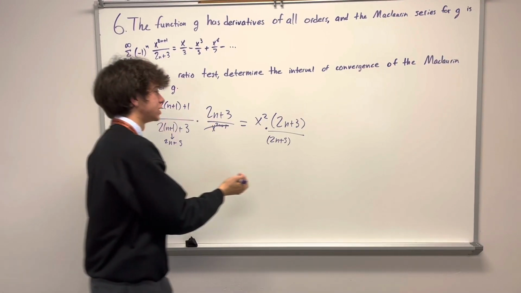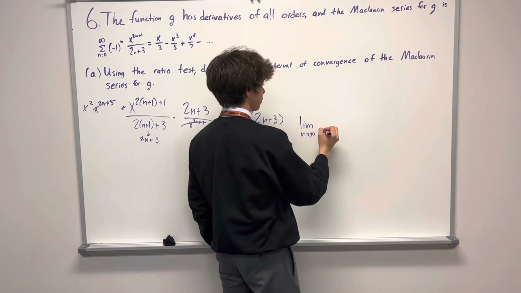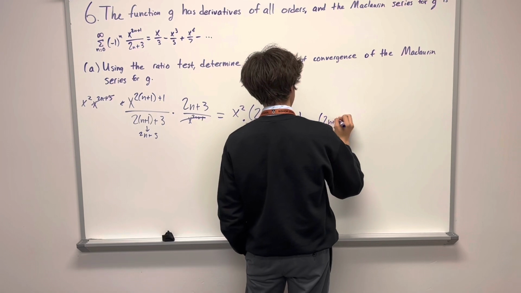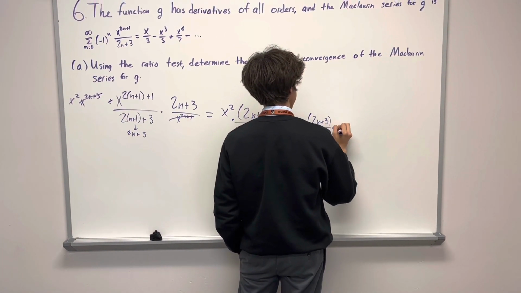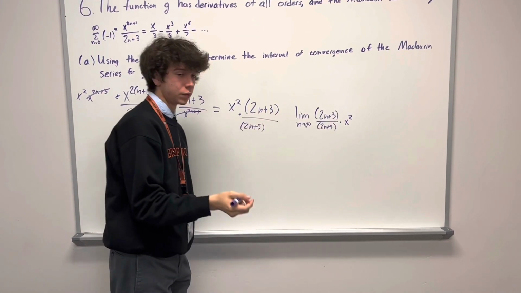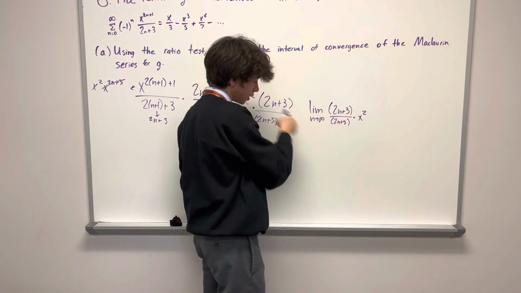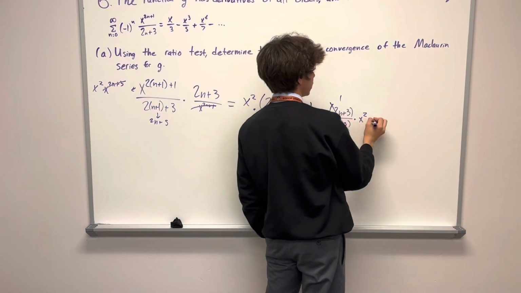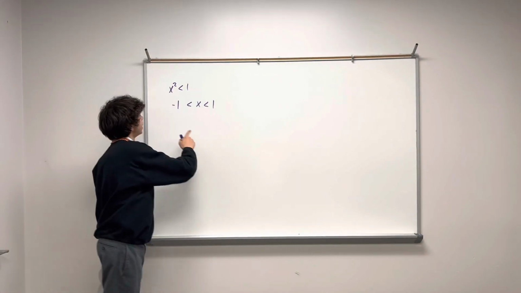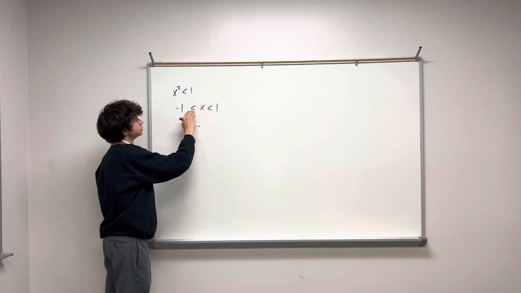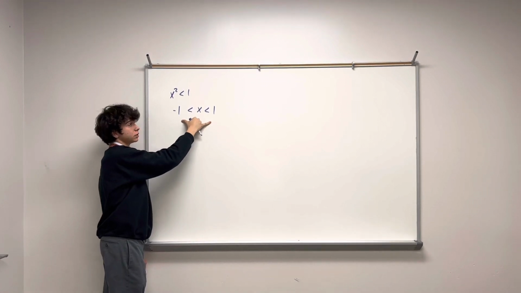And then, okay, so now we're going to take the limit of this as n approaches infinity of 2n plus 3 over 2n plus 5 times x squared. And so what we can do is just use L'Hôpital's rule, and that just cancels out and turns into 1. And so we get x squared. So then now that we have x squared less than 1, we can rewrite it as x greater than -1 and less than 1. And this is in order to find the interval of convergence.